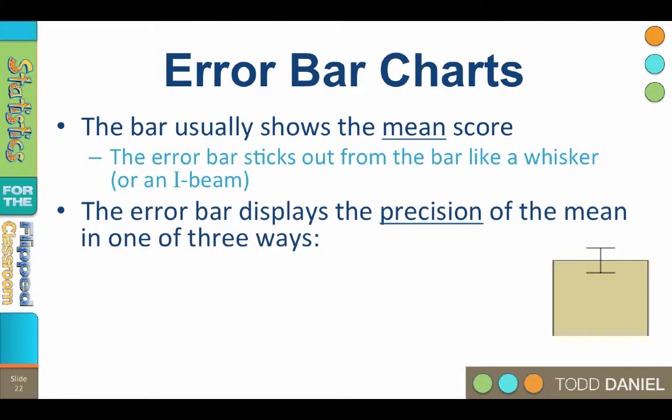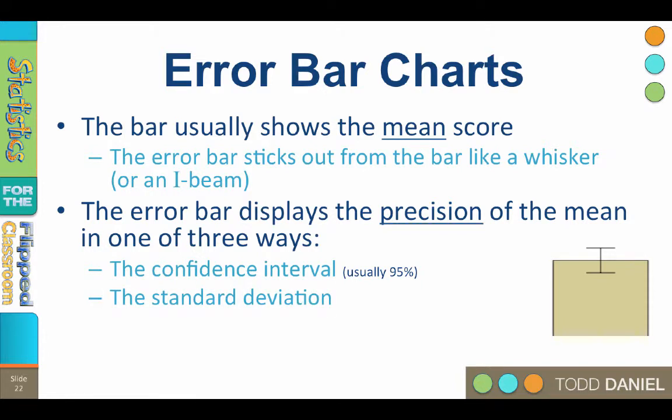Now, the error bar displays the precision of the mean in one of three ways. The confidence interval, usually 95%. Error bars show us a range of scores for the mean. We are very confident, 95%, that the real mean is within that range. The error bar could also display the standard deviation for that variable. And the error bar could show the standard error of the mean. All of these options are available in the Element Properties dialog box.